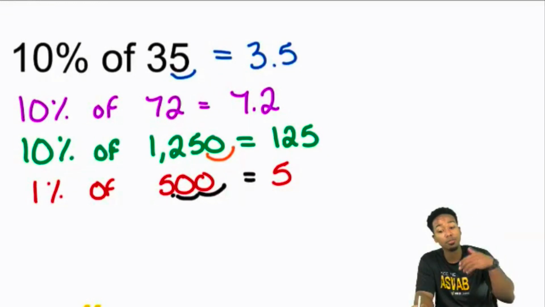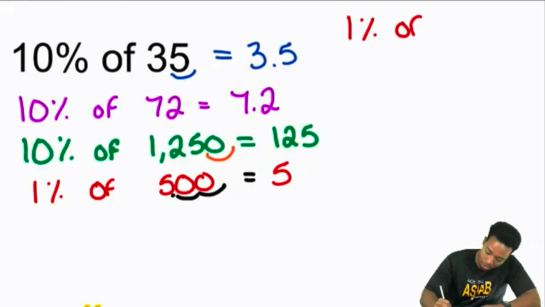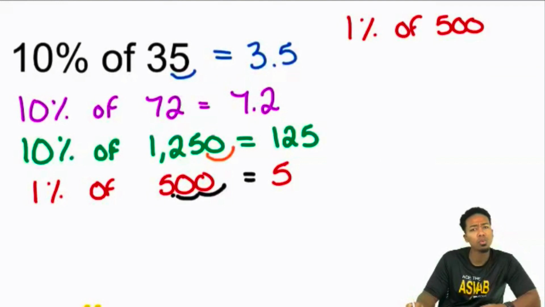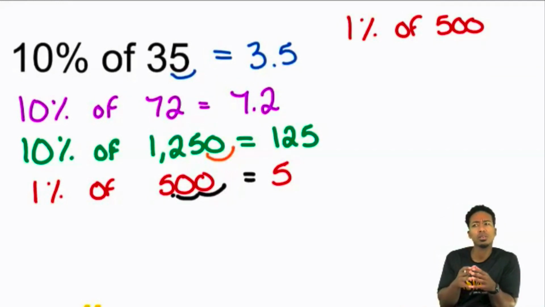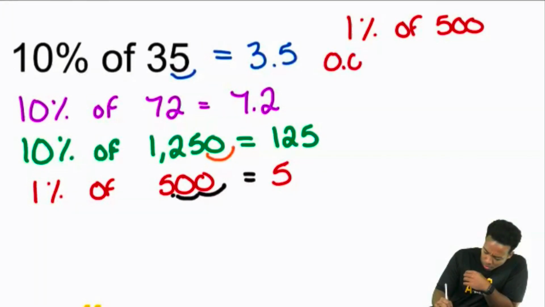If you don't believe me, watch this. If we're performing 1% of 500, just check this out. If we convert the 1% to a decimal, everybody, what do we do? We move the decimal place over 2 times. So that'll give us 0.01 times 500.